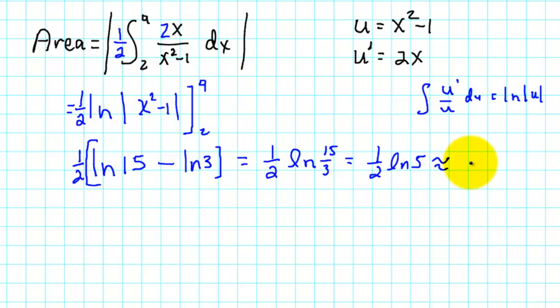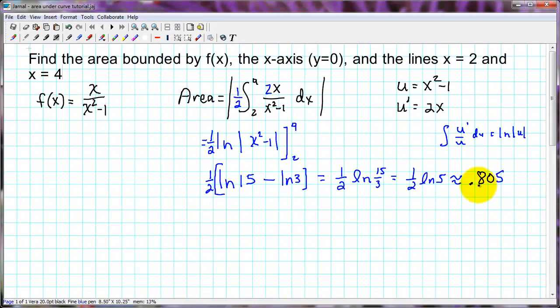If we use a calculator here, we get approximately 0.805, and that was a positive answer, so we have our area in square units.